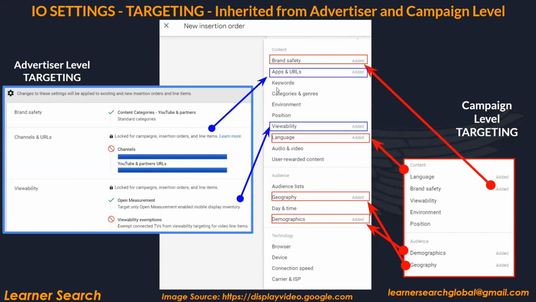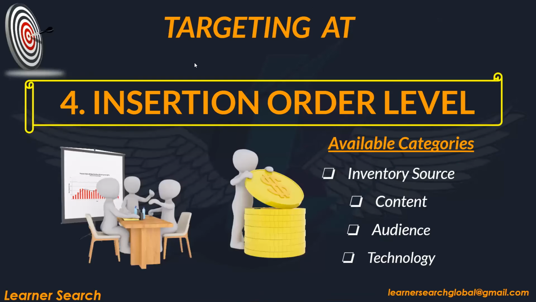That's the reason you can see advertiser level targeting we have already shown you. At brand safety, let's assume we have added these channels and viewability. Three are available here, apps and URLs and viewability. Whereas brand safety is edited at the campaign level. That's the reason it's shown here, and language, demo and geography is also shown here. Finally, the insertion order inherits from both campaign and advertiser level targeting.